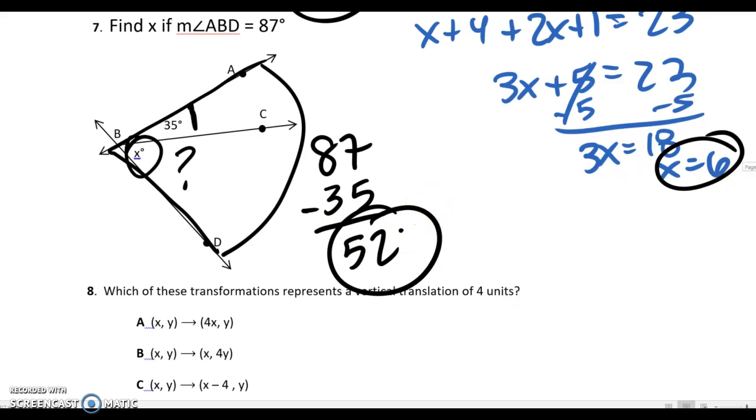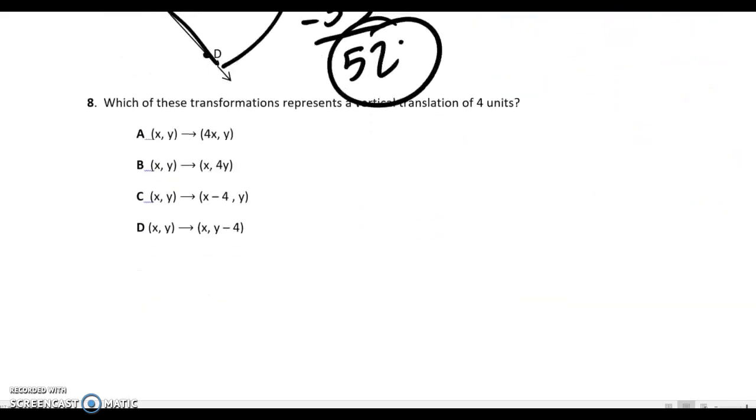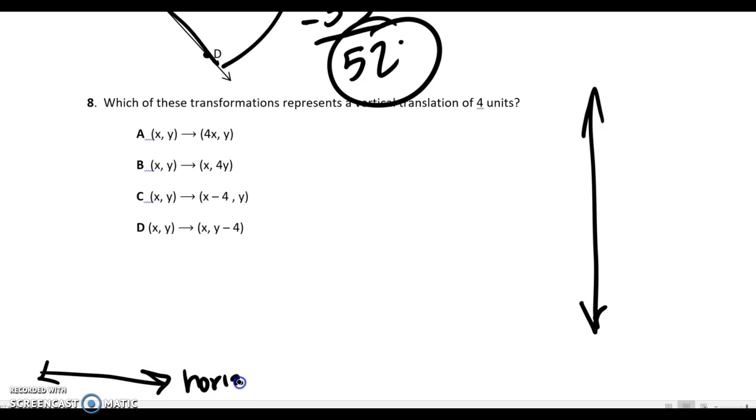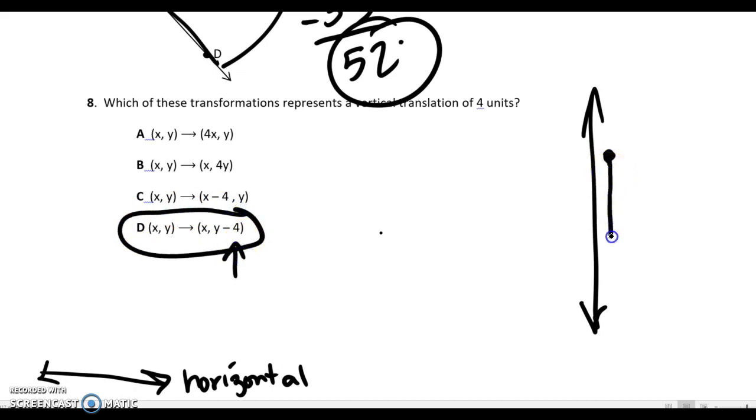For number 8, which is a vertical translation. So vertical is an up and down movement. So any type of vertical movement goes up and down. If it was horizontal, it would have been left and right. So if you're moving horizontally, it's going to the left. If you're moving on a vertical line, it'd be going up and down. The correct answer is D, even though it's a minus, so if this is your point, it's still going in an up and down movement.